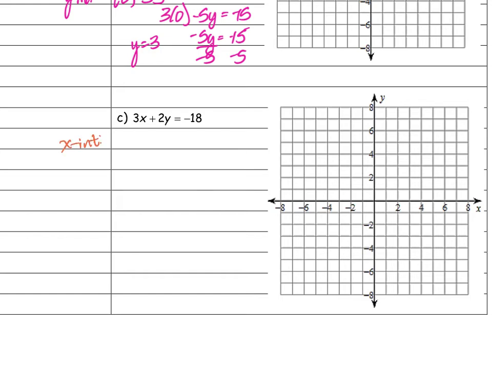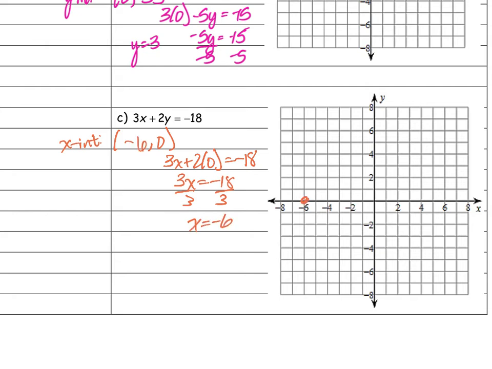And then the last one, the x-intercept is going to be some number and 0. So I've got 3x plus 2 times 0 equals negative 18. So 3x equals negative 18. Divide by 3. X equals negative 6.